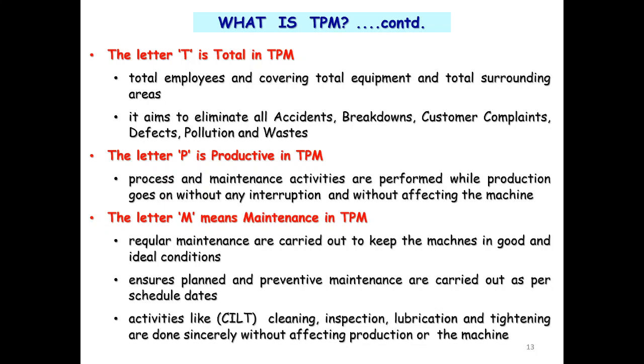The letter M means maintenance. That is, equipment are maintained in good and ideal condition. M also stands for planned and preventive maintenance activities carried out as per schedule with a time frame. And CILT activities, that is cleaning, inspection, lubrication, and tightening, are done sincerely without affecting production or the machine.